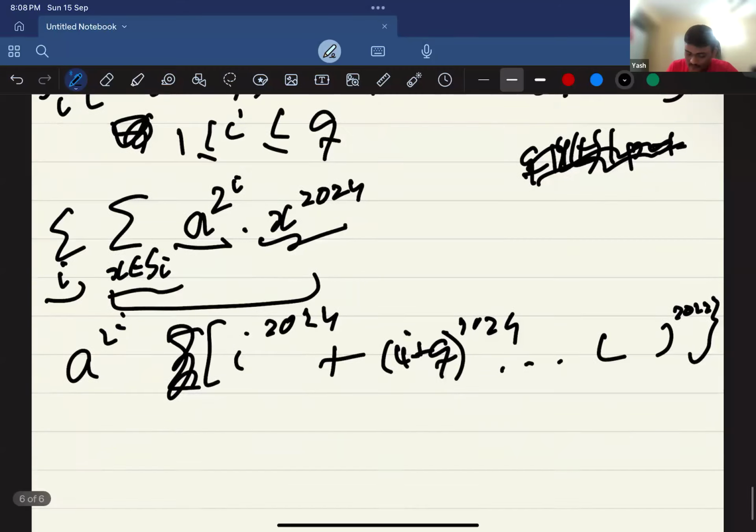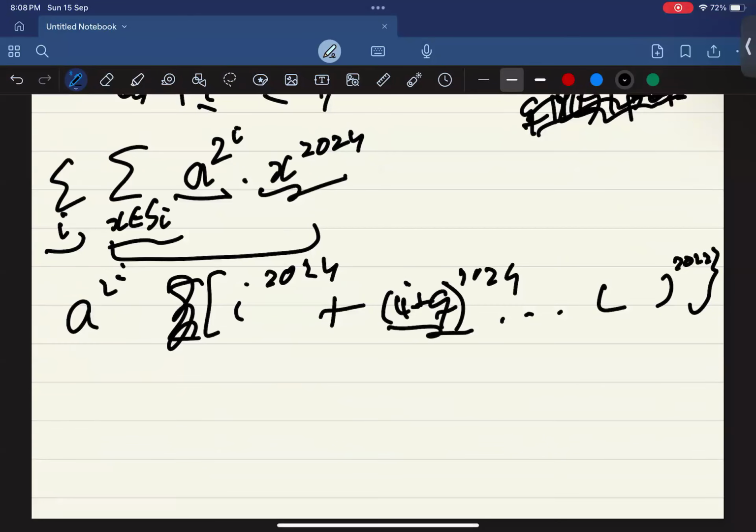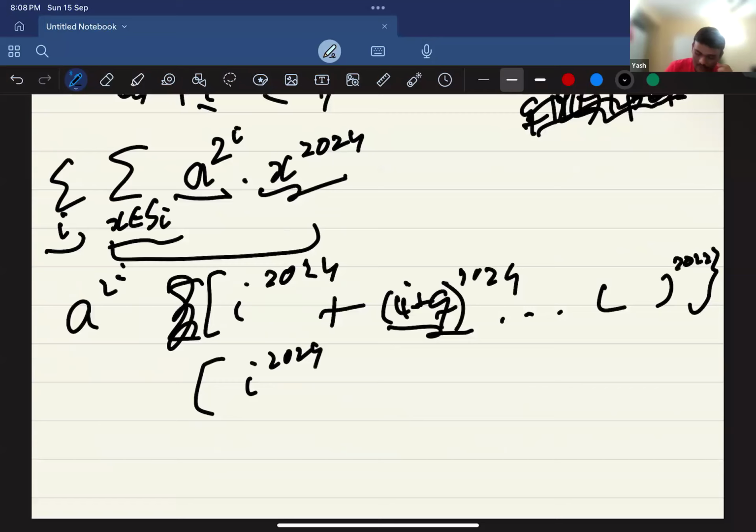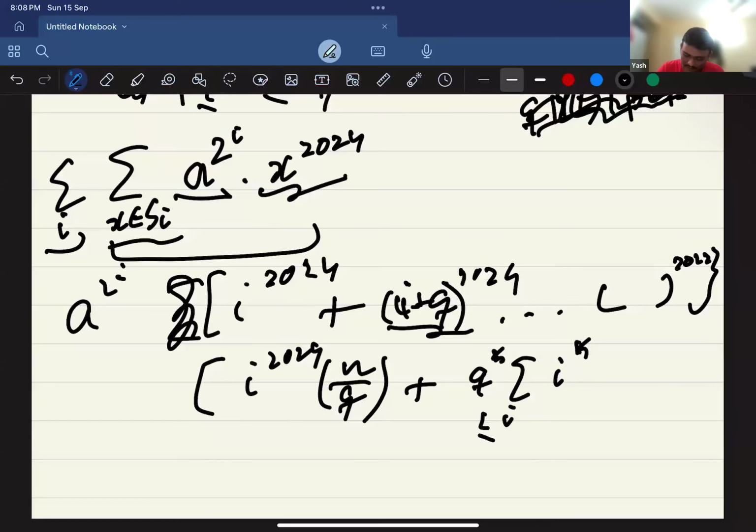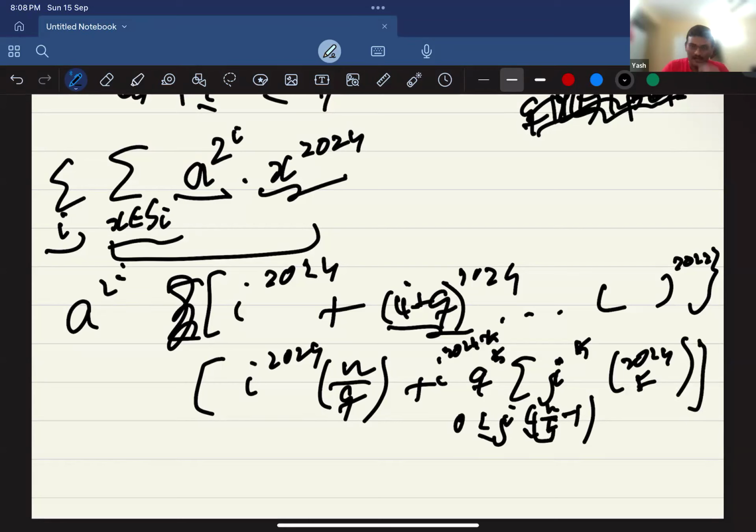Everyone sees it? And in this term, if I expand by the binomial theorem, I get i to the 2024, plus q to the k, and then i to the k, where j is from 0 to n by q minus 1. Everyone sees this? Okay, I should probably write j. Then i to the 2024 minus k, and then 2024 choose k. This is just the binomial theorem. I'm grouping terms that have the same exponent.